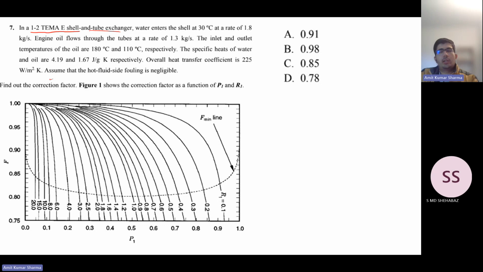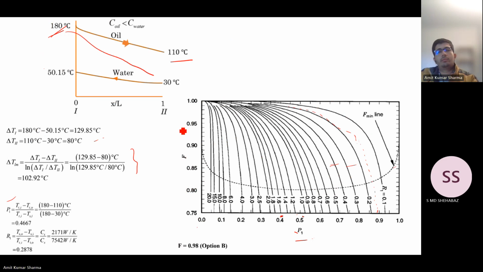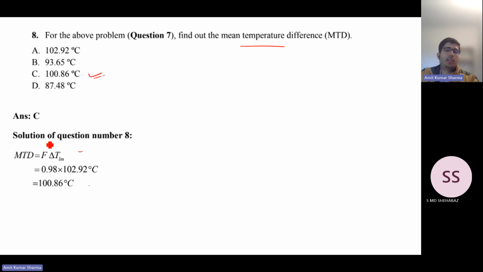As we have mentioned earlier, try to draw a basic schematic like this, mention all the end states and all the data points. After that, go step by step: calculate the heat capacity rate, calculate the heat transfer rate, then calculate the remaining temperature differences at the endpoints, and draw the diagram. Now calculate the LMTD. From the graph and the table, calculate the value of F. Then you have F and LMTD, so calculate the MTD.